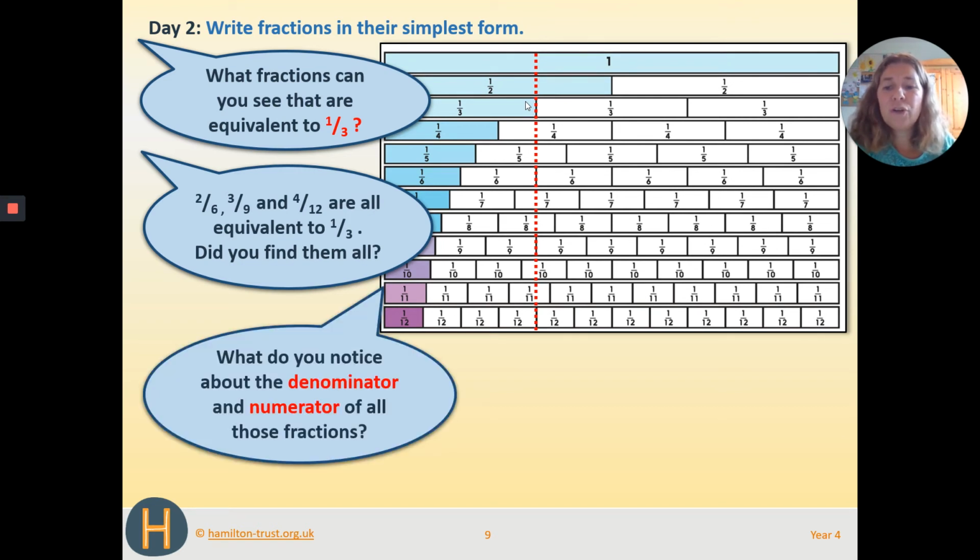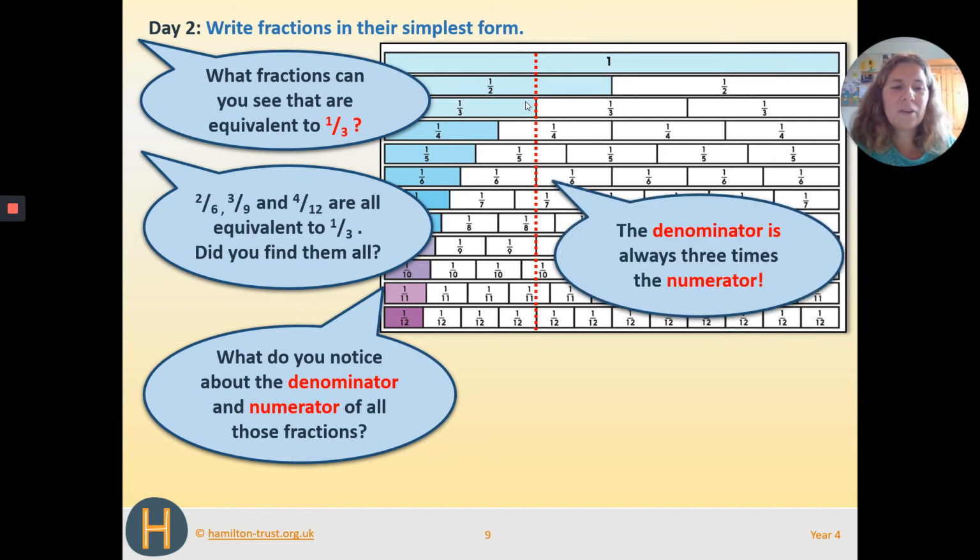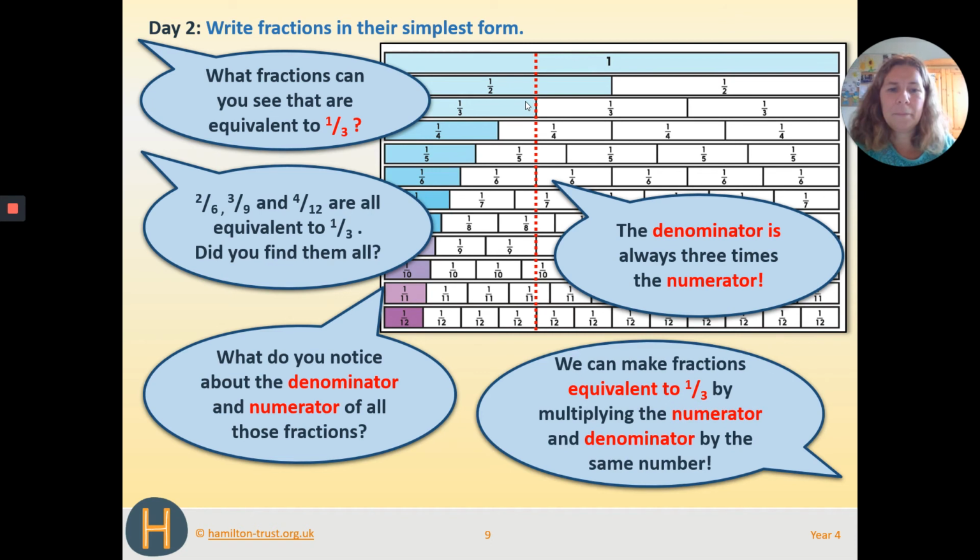Excellent. What do you notice about the denominator and numerator of those fractions? It's not the same as the other one, but there is a pattern. This time the denominator is always 3 times bigger than the numerator. We can make fractions equivalent to 1/3 by multiplying the numerator and the denominator by the same number. Try it with 3/9. Multiply 3 and 9 by 2. What do you get? Try it with 4/12. Multiply 4 and 12 by 3. What about 1/3? Each of them multiplied by 9.